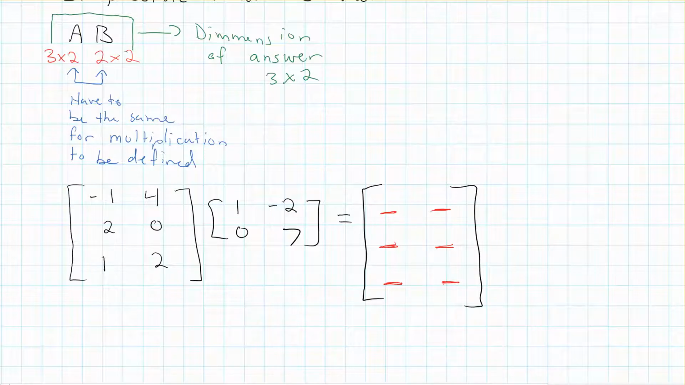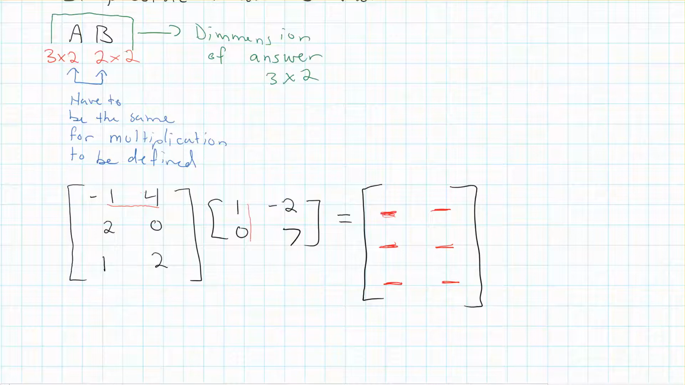Now, you heard me say that I'm going to do this kind of row times column thing. And what do I mean? Well, let's first go for this first element right here. That's, in the answer, row 1, column 1. Since that's row 1, column 1, I'm going to underline row 1, and then to the right of it underline column 1. It's always the row of the first matrix, column of the second matrix.